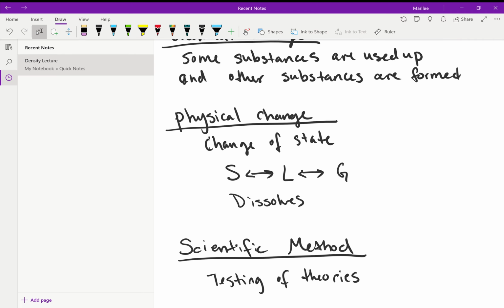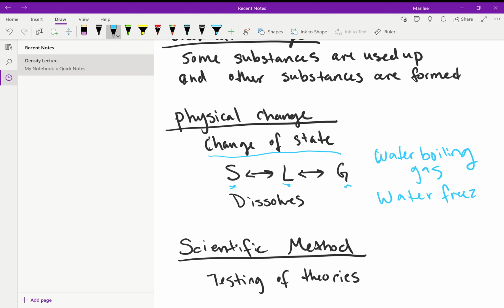On the other hand, physical change is change of state. So if you go from a solid to liquid, or liquid back to solid, or liquid to gas, gas to liquid, these are changes of state. If you have water melting, water boiling, then we get gas. Water freezing, we get ice. Another example I can give is if substances dissolve, like placing sugar in coffee. The sugar dissolves into the coffee, and that's a physical change.